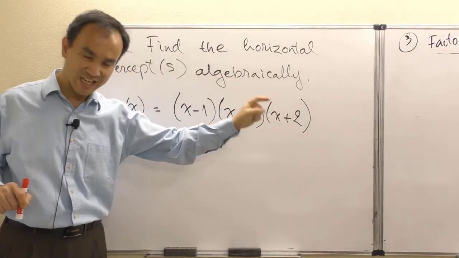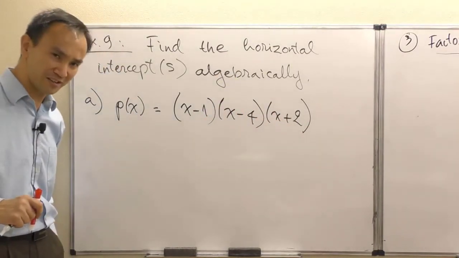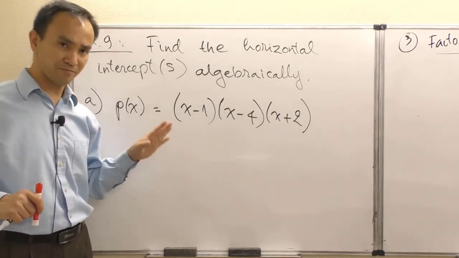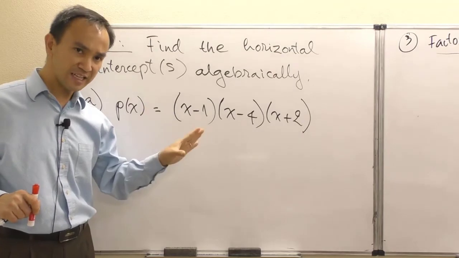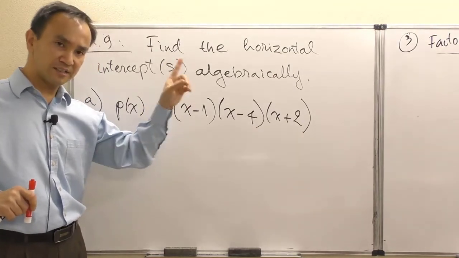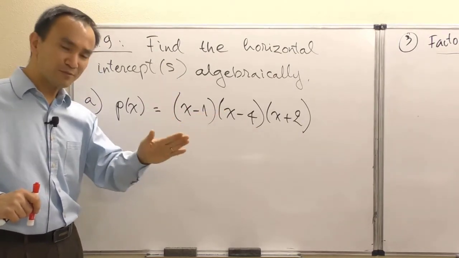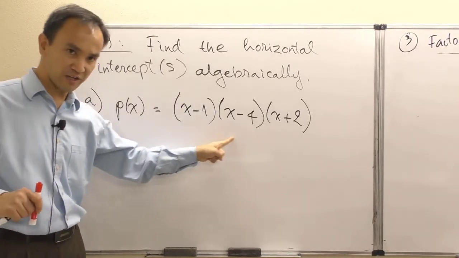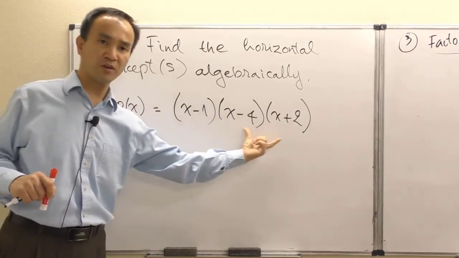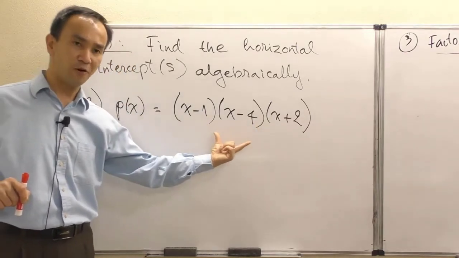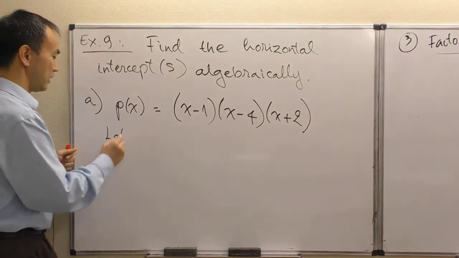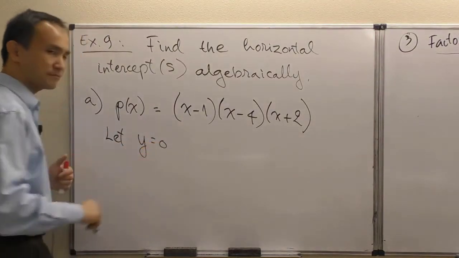All right, so that's the intention of this particular example 9 right here. Now, to find the horizontal intercepts, we're going to take the exact experience we had in example 8 earlier. After we have successfully put our polynomial in factor form, which is what it is right here, all we do now is, again, let y equal 0.